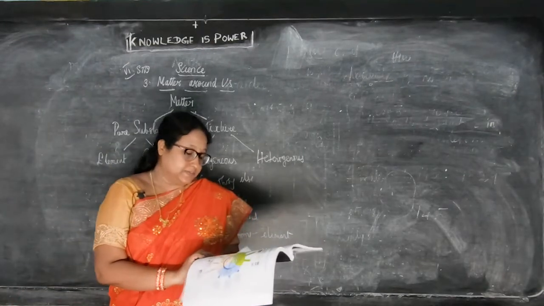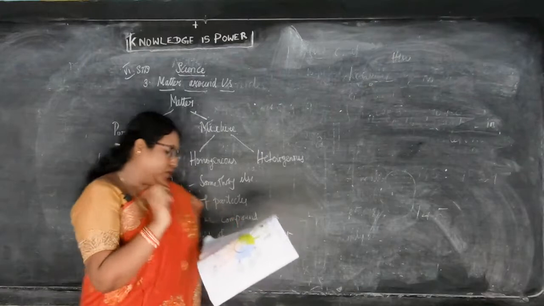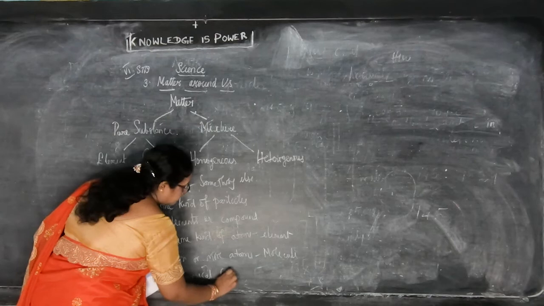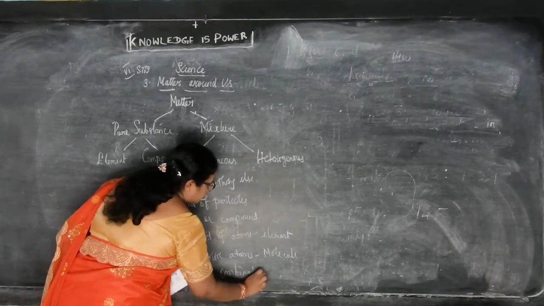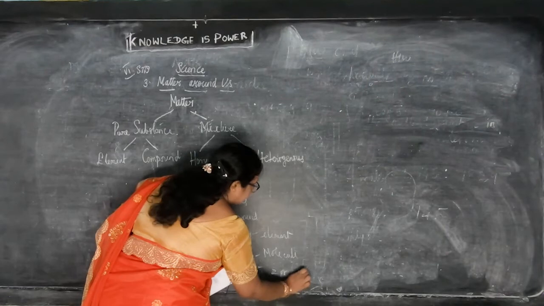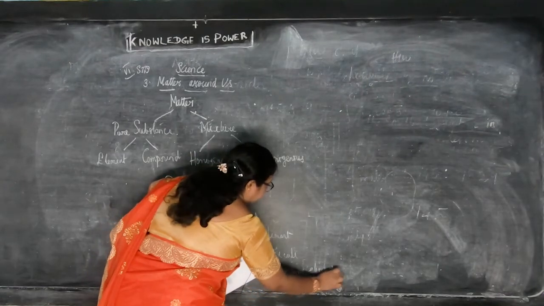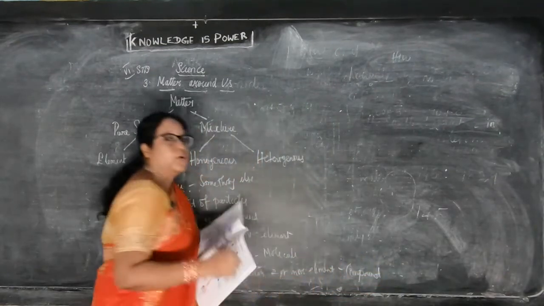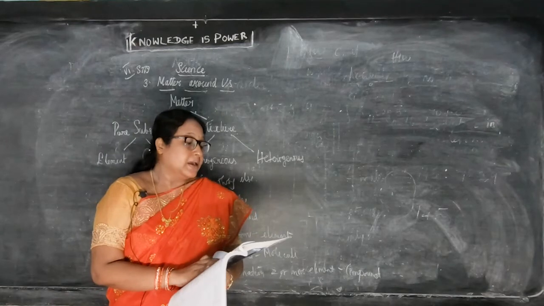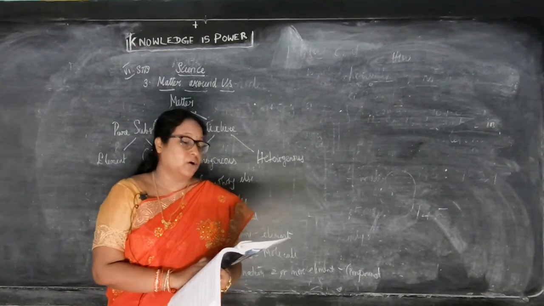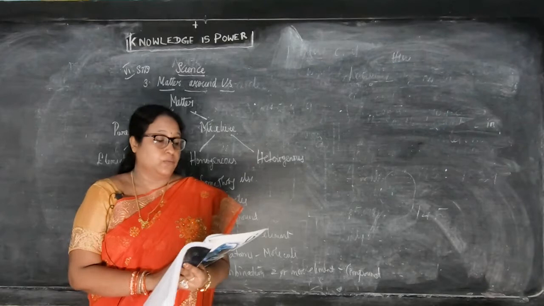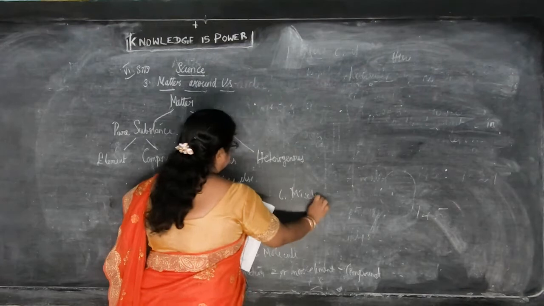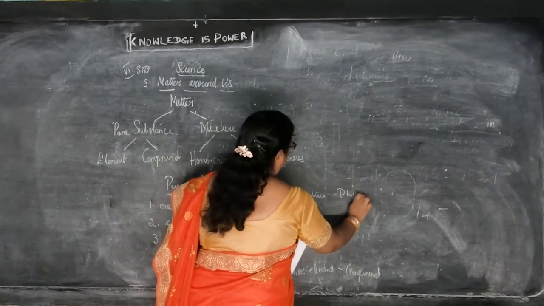Now a compound is a substance formed by the chemical combination of two or more elements. Compounds are the chemical combination of two or more elements. Then a mixture is a physical combination of two or more substances.